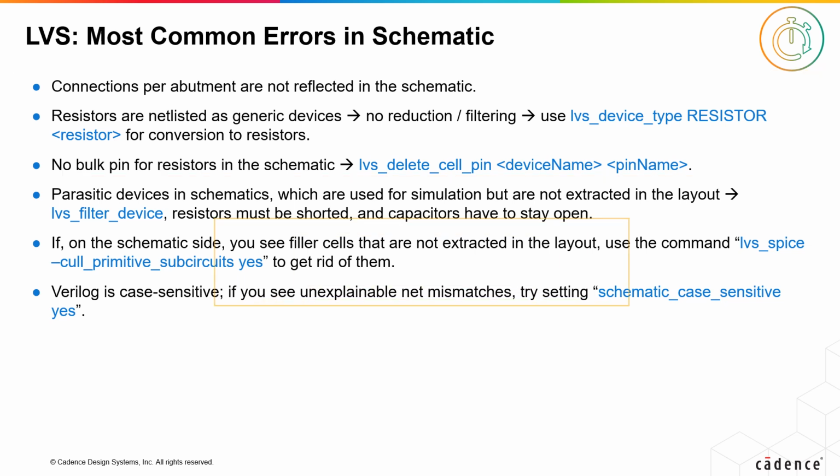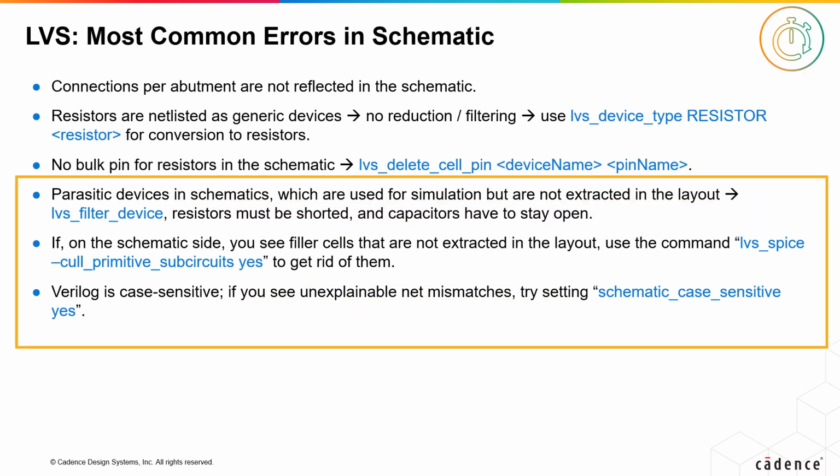Another issue is parasitic devices in schematics that are not extracted in the layout. It refers to the presence of parasitic devices in the schematic that are used for simulation but not extracted in the layout. Use the LVS filter device rule to address this issue. Resistors must be shorted, and capacitors should remain open. If filler cells are present in the schematic but not extracted in the layout, use the LVS spice call primitive subcircuits yes command to remove them. In case-sensitive Verilog, if there are net mismatches, then set schematic case-sensitive yes to address the issue.